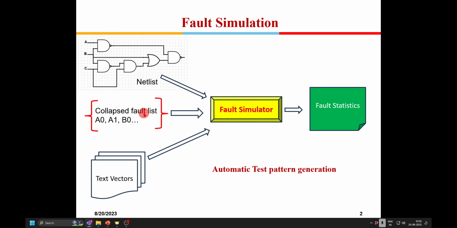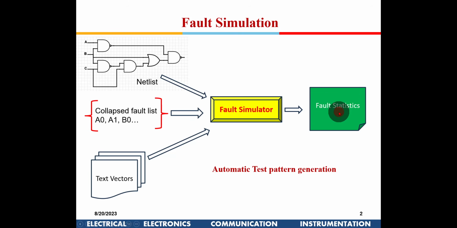And also from our logic simulation class, we know what the test vectors are which are applicable for a particular net. Now these three inputs are to be given into a fault simulator, and it is a part of automatic test pattern generation, and ultimately I should have the fault statistics. Now what does the fault statistics look like?